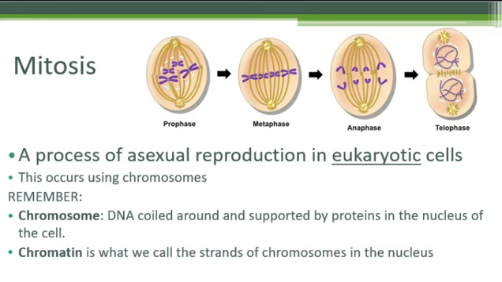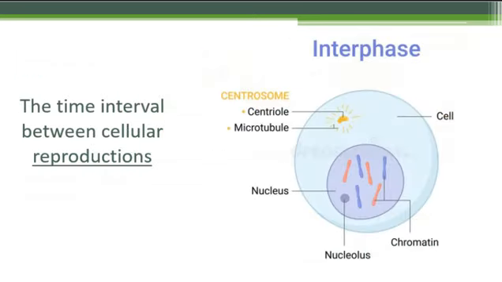They've been duplicated, okay? And when they're duplicated, they go along the equatorial plane here. They get pulled one side one way, the other side the other way. I have two new cells now. That's my goal here. I want to take one cell and make two cells. I have what's called the parent cell or the mother cell, and the two cells that come are called daughter cells. The time interval between cellular reproduction is called interphase. Interphase means no cellular division is taking place.